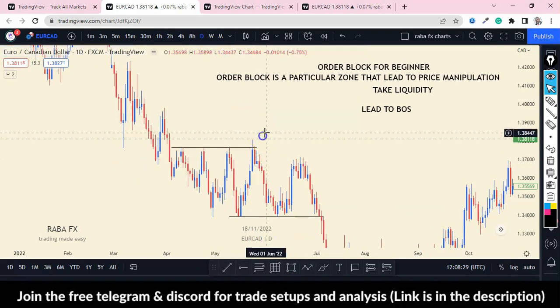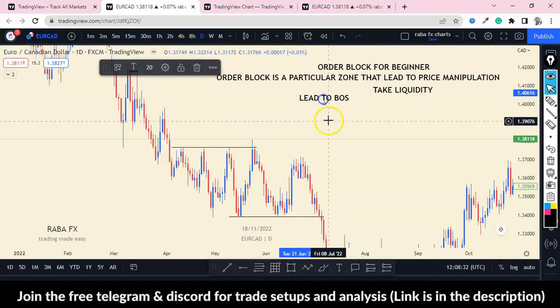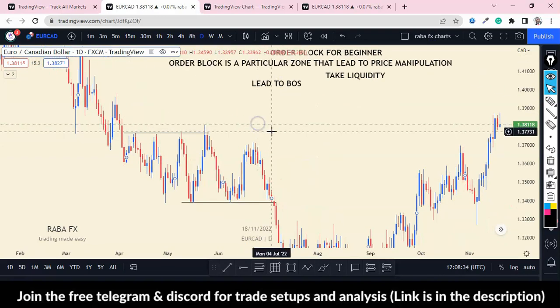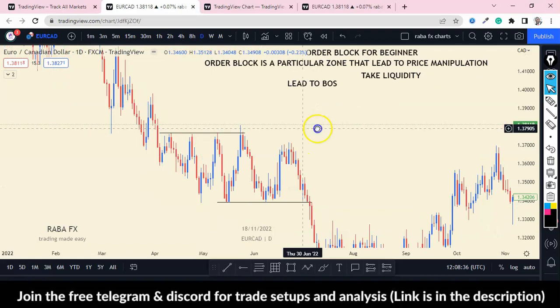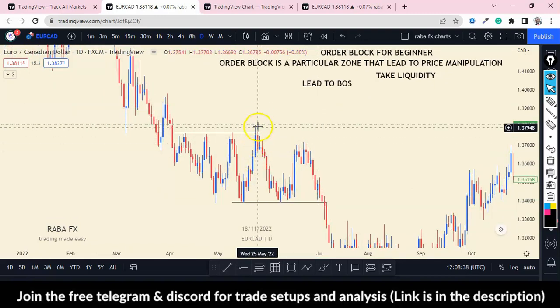A break of structure. Once you identify, by break of structure, I mean body close and not the wick. For example, this move up here, I do not consider it a break of structure because it did not close above. A close below, for example, this is a break of structure here. Price closing below this low. So that makes it a break of structure. If it wicked and came back in, then I don't consider it a break of structure.